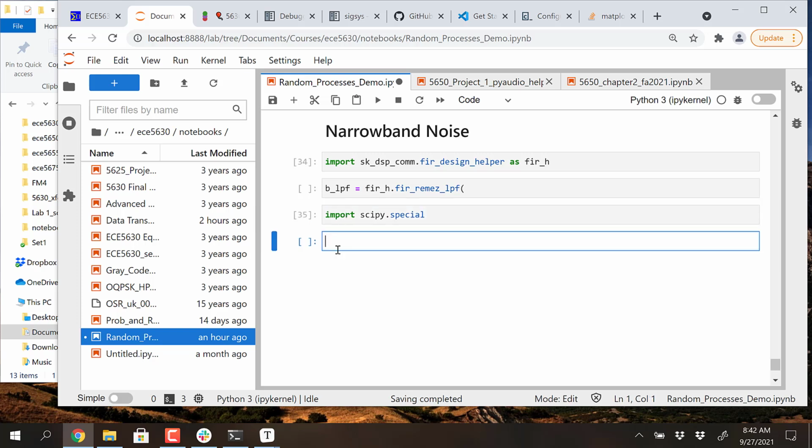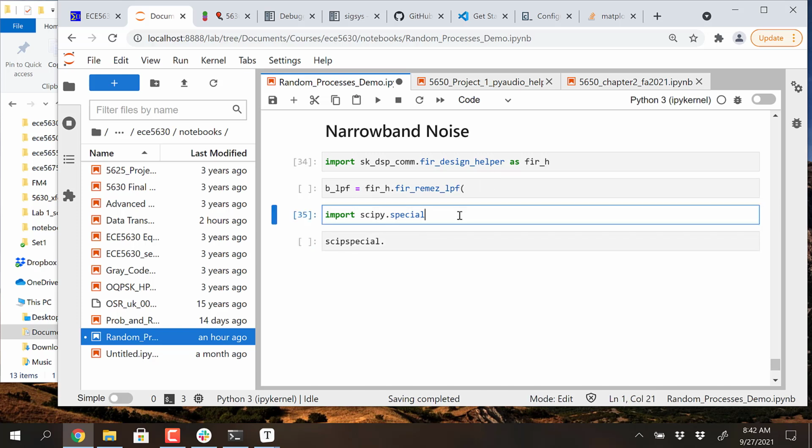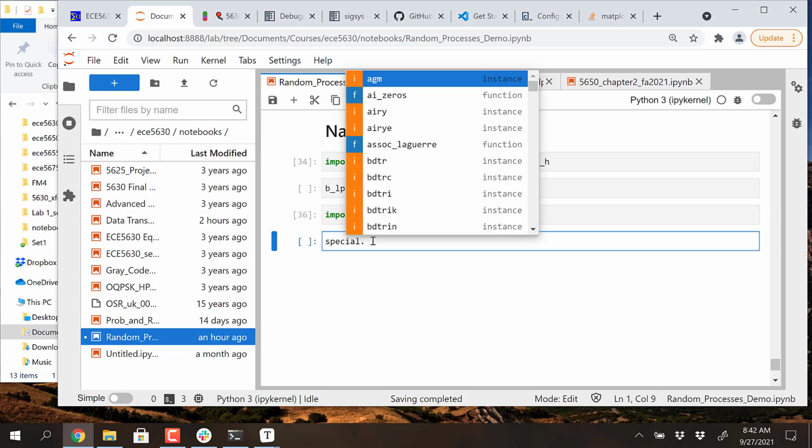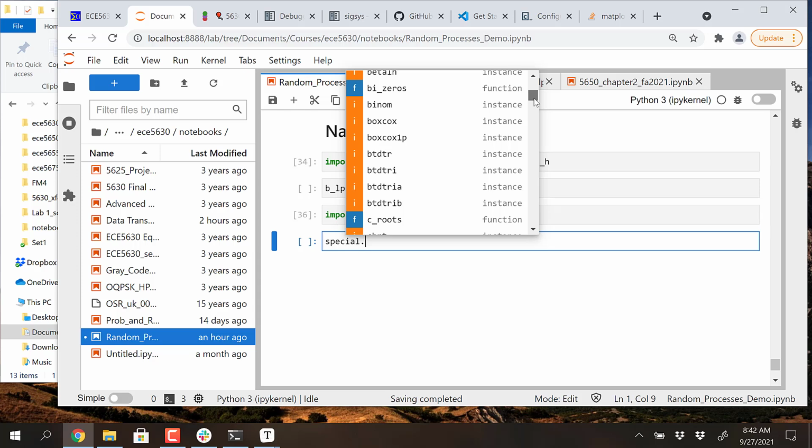So I just imported special and then hit the period, hit tab, and it should catalog. Wait a minute, I didn't put in the abbreviation. I should have made it special, but let me do this again. So these are all the special functions.